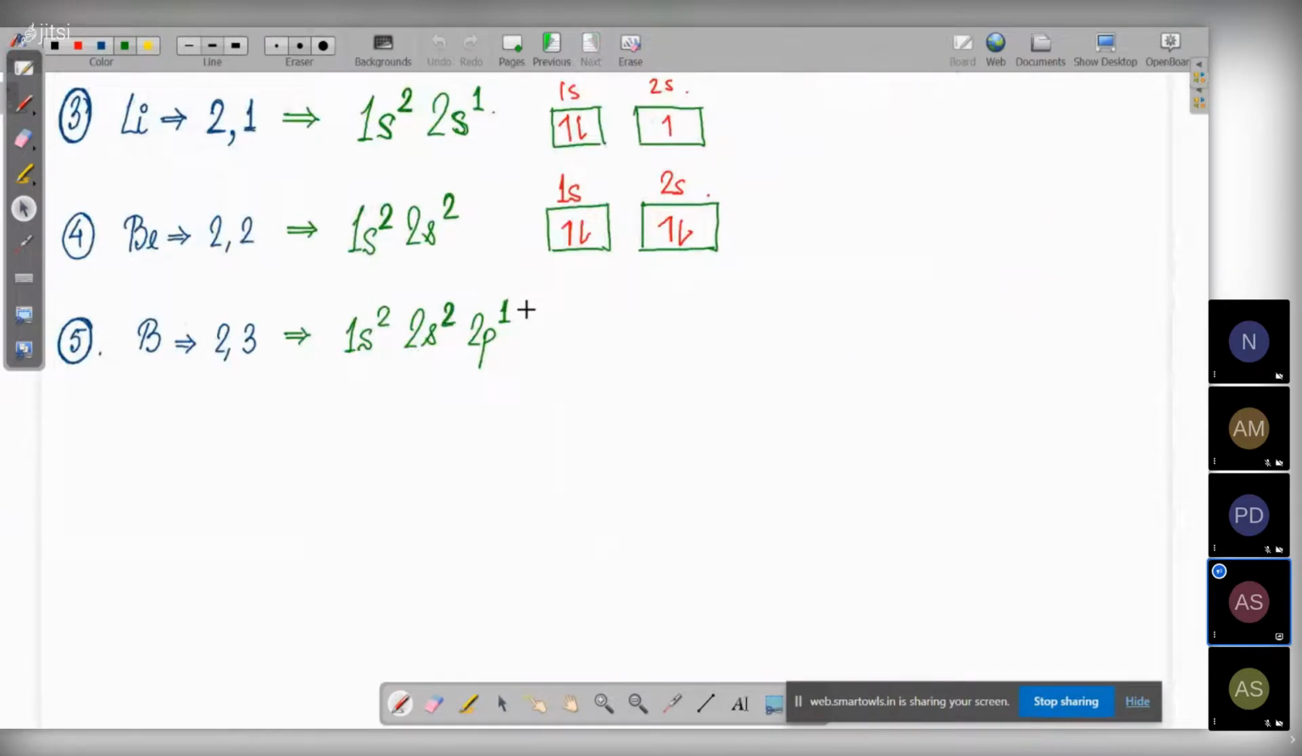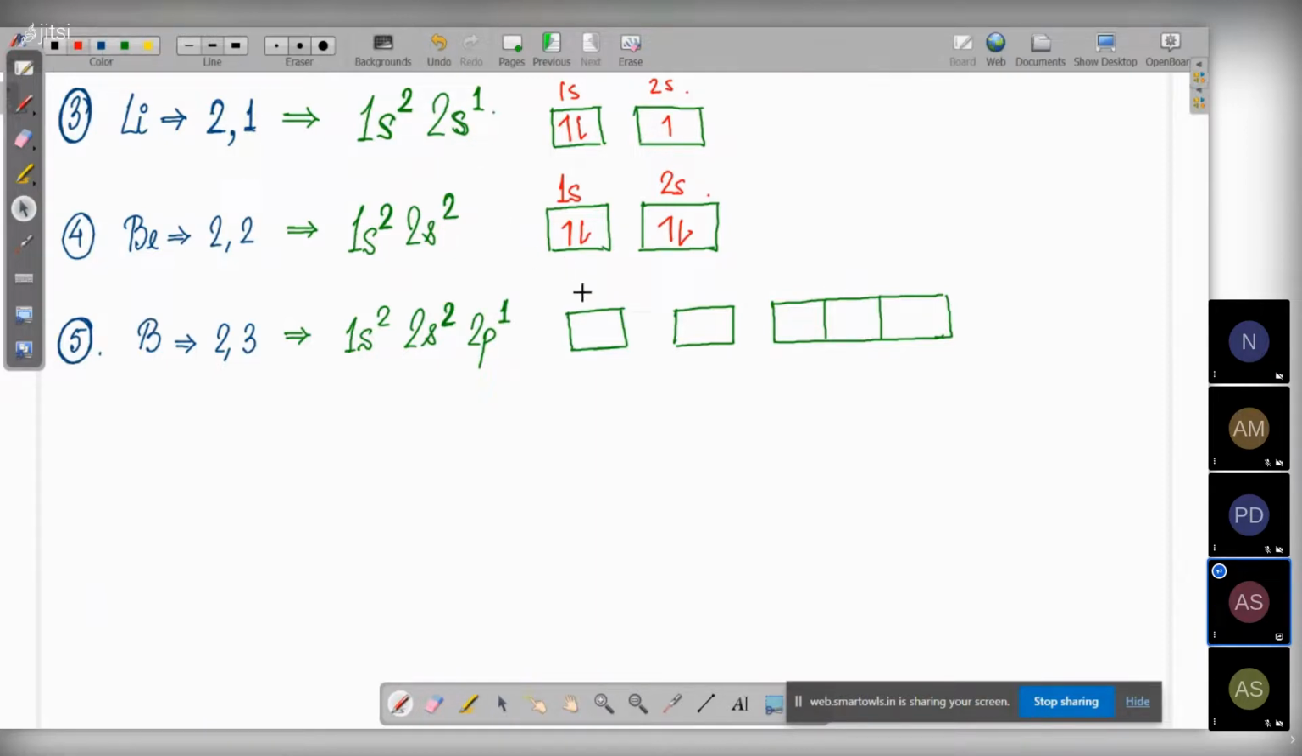So now let's draw the box diagram. This is for 1s, the box diagram of 1s. Now see, the p subshell has 3 orbitals. So that means I need to make 3 boxes for this. Previously, s didn't have any other orbital, it has only one, so only one single box was drawn. But the p subshell has 3 orbitals, so that is why 3 different boxes have been made for it.